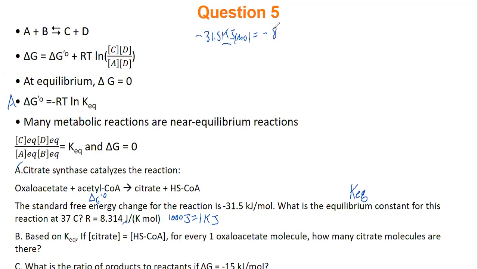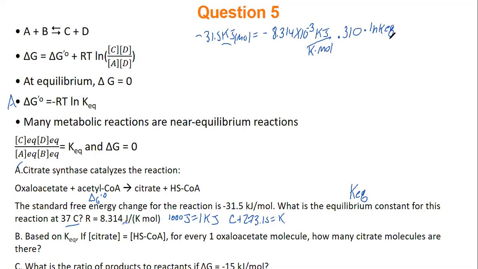So R is 8.314 times 10 to the minus 3 kilojoules per Kelvin times mole. And our R constant is in Kelvin, our temperature is in Celsius, so we need to put that in Kelvin as well. And that is C plus 273.15 equals K. So I'm just going to put it as 310. It would be 310.15, but when I did this calculation, I just did 310 times the natural log of KEQ.